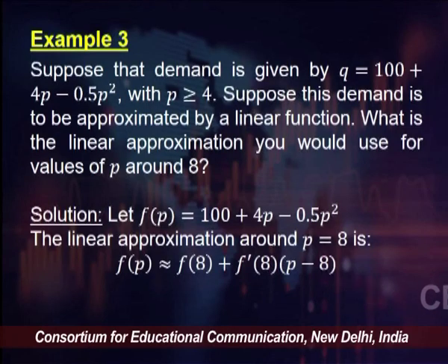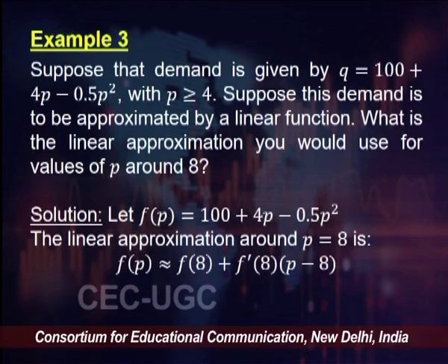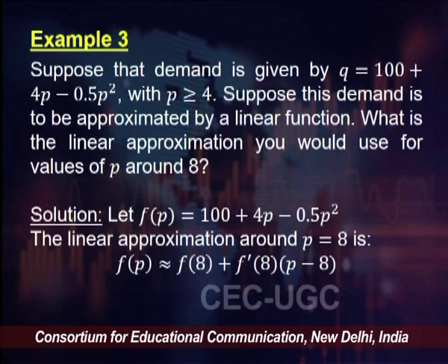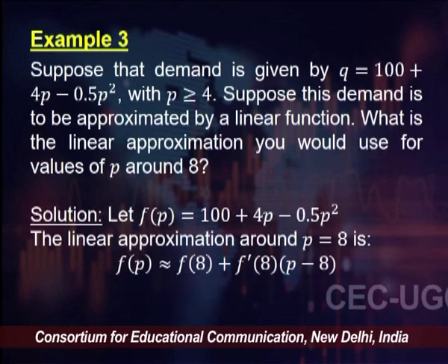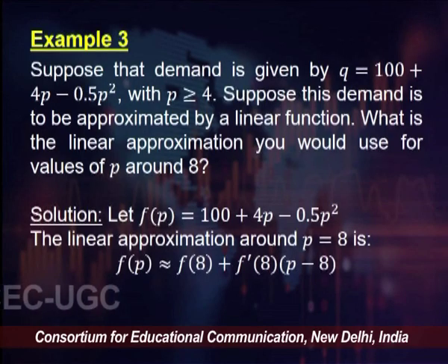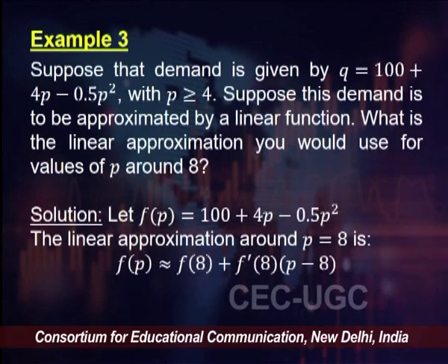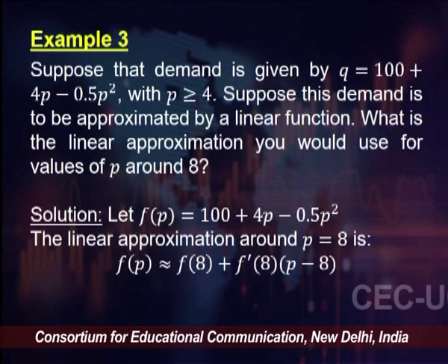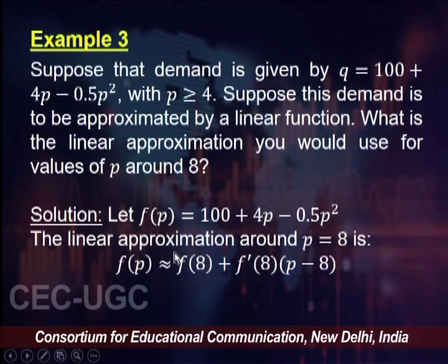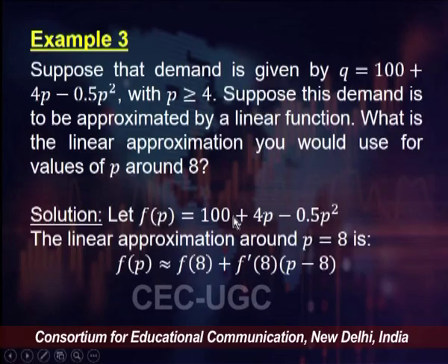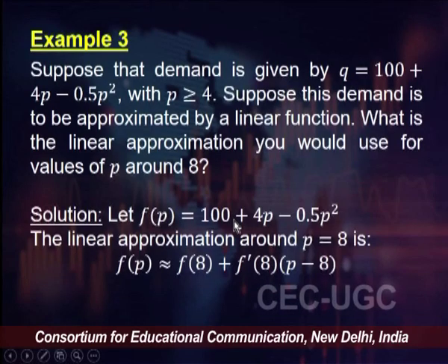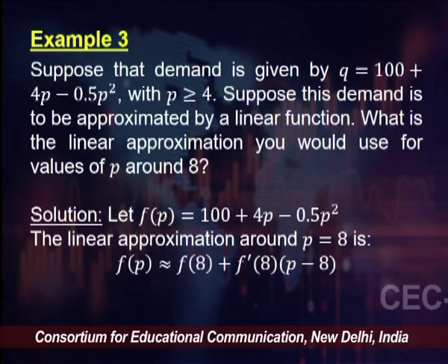Let us suppose your analysis is such that it's easier to work with a linear function. The question then asks you, what is the linear approximation you would use for values of P around 8? So we have to take the linear approximation around P equal to 8. Now our function, this demand function, we can define as a function of price. So our original demand function is 100 plus 4 times P minus 0.5 times P squared.